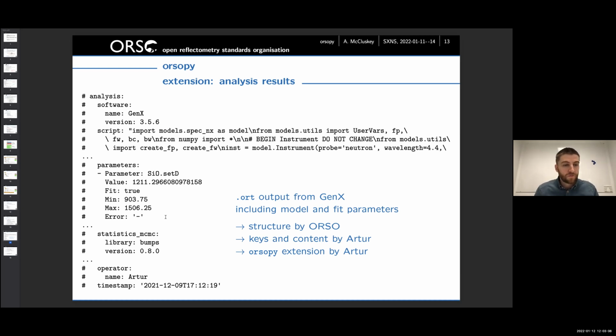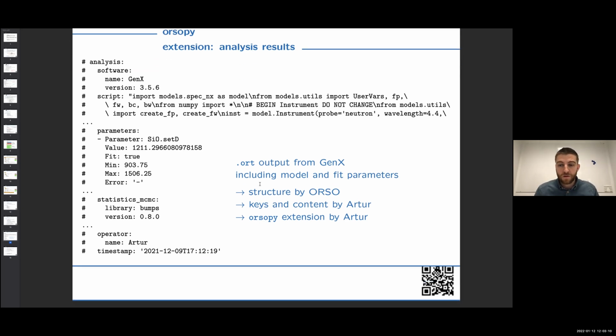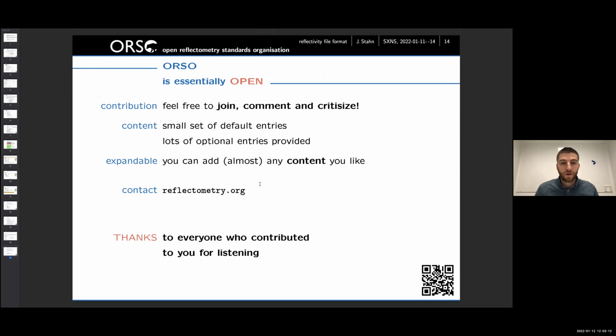I think that we can just go to the final slide, Joachim, and you can close out. Yeah. So just to conclude. Yeah, thanks a lot. Ben, you still have your hand raised.